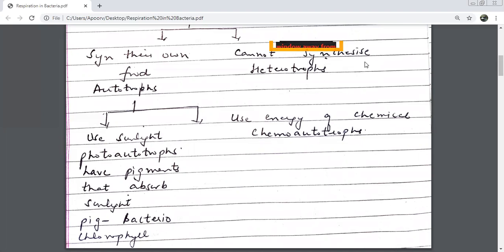Second category is chemoautotrophs. They do not use the energy of sunlight, beta. They use the energy of some other chemical, and with that energy they can prepare their food. Such kind of autotrophs are called chemoautotrophs. The word chemo comes from the word chemical. So can we have very quickly the two main categories of autotrophs? Which is the first one? Photoautotrophs and chemoautotrophs. Now let me explain them.